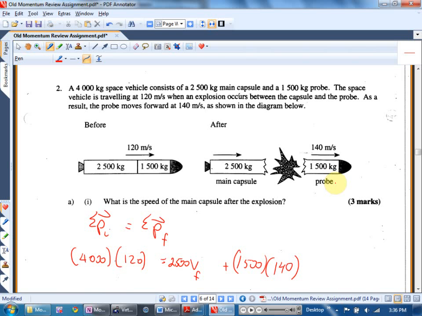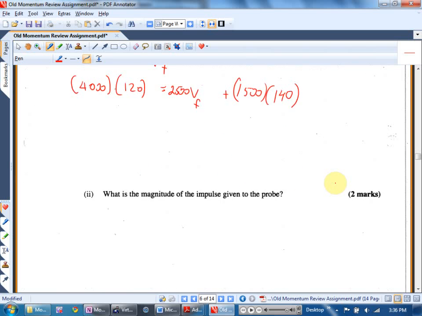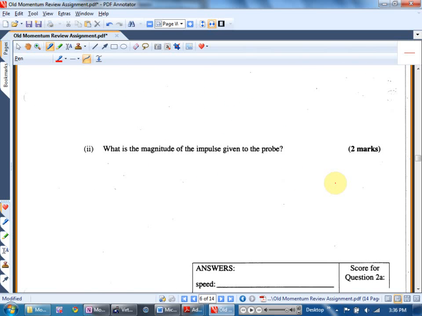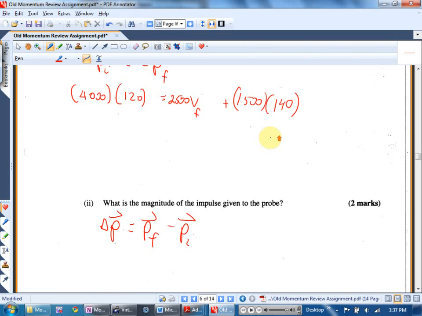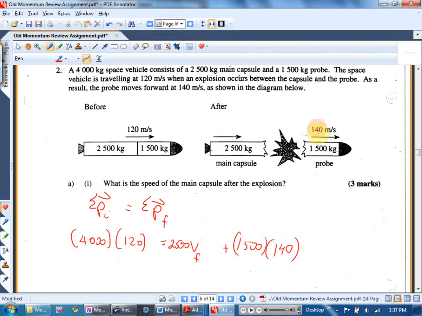Part B says, what's the magnitude of the impulse? It's another word for change in momentum. Here I'm definitely not using force times change in time. I'm going to go final minus initial. Final is the probe: mass times velocity, positive to the right, minus initial. This time, don't look at both of them, just this mass times the velocity. So it would just be 1,500 times 140 minus 1,500 times 120. That's your change in momentum. That's your impulse.